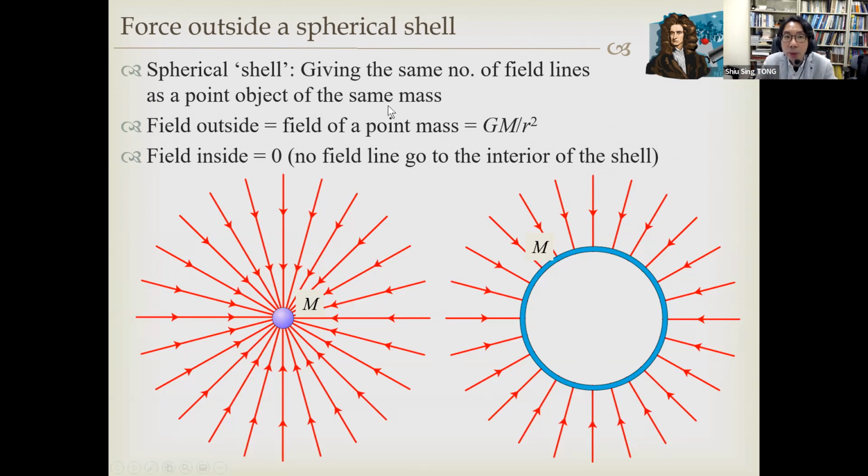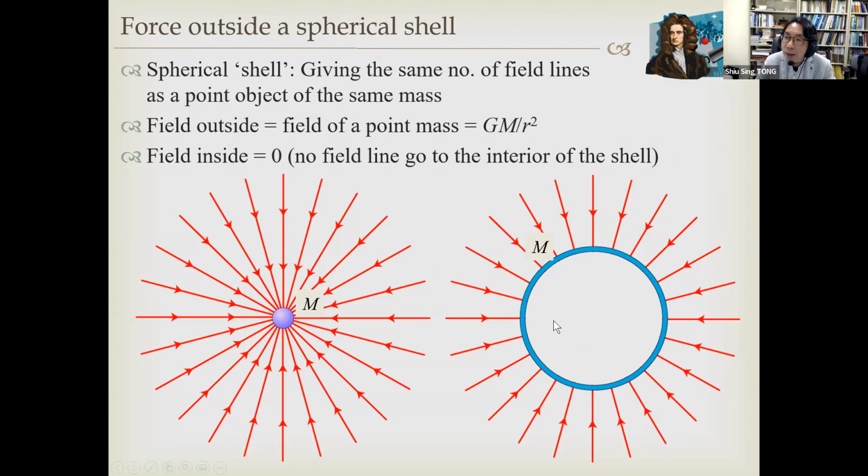So I would like to ask a question. What will then be the field line distribution inside the shell and outside the shell? Now I would argue that inside the shell, I would have no gravitational field.